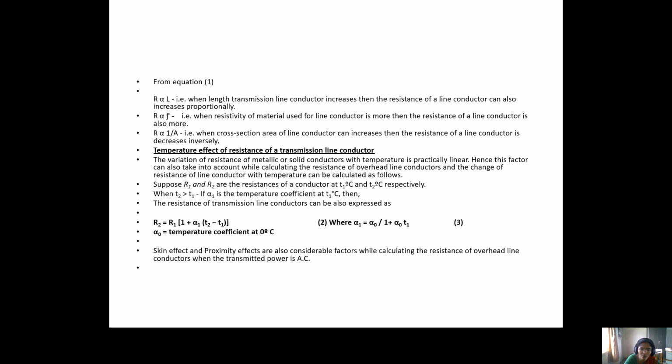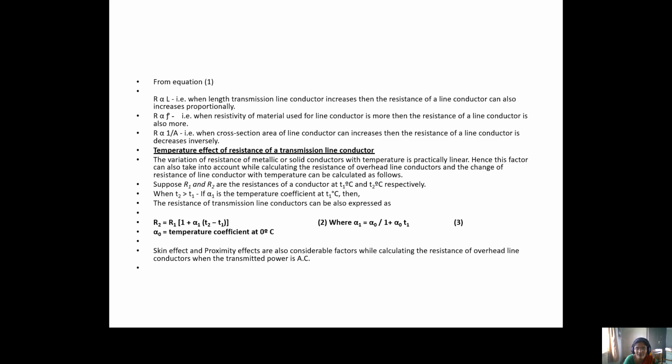From equation 1 you can observe that R is proportional to L. That means when the length of the conductor increases, the resistance of the line conductor also increases, because these two are proportional. Similarly, R is also proportional to rho, the resistivity. The resistance is proportional to the resistivity of the material.